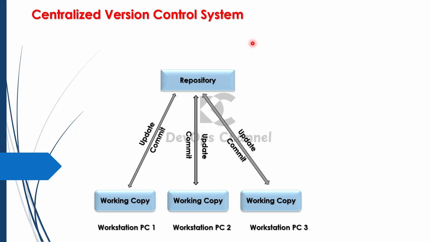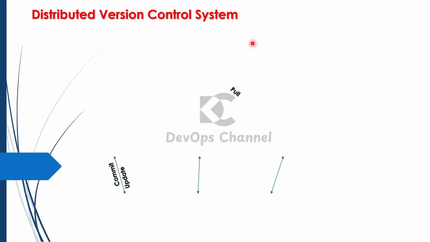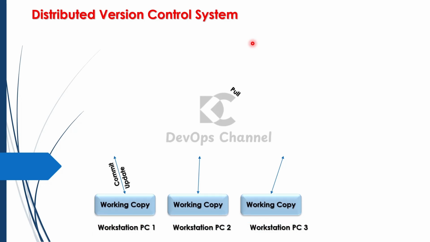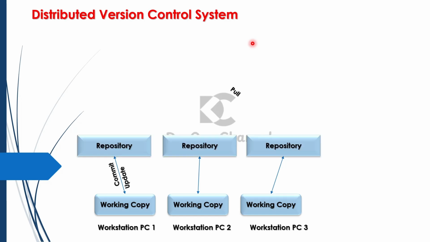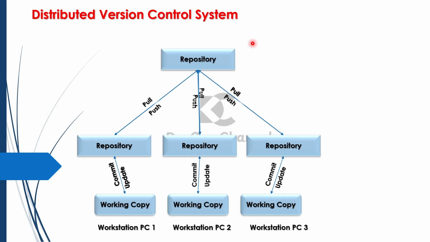Okay, now the next one and the most advanced is the distributed version control system. Here also we have three workstation PCs and there are three working copies on these computers. Now these three working copies are stored in three repositories, so they might be on your local PC or they might be on a server also. Now you are doing update and commit to and from these, and above these repositories you have a server repository. And from the server repository the local repository is pulled or pushed.